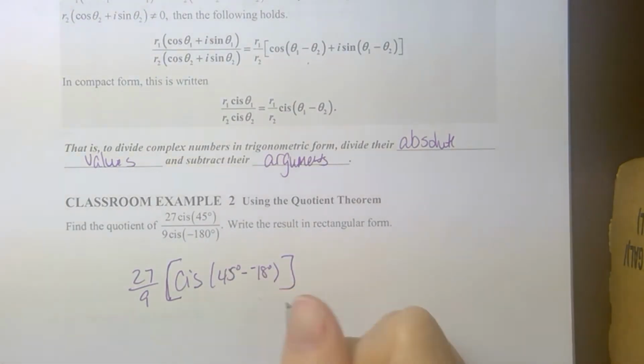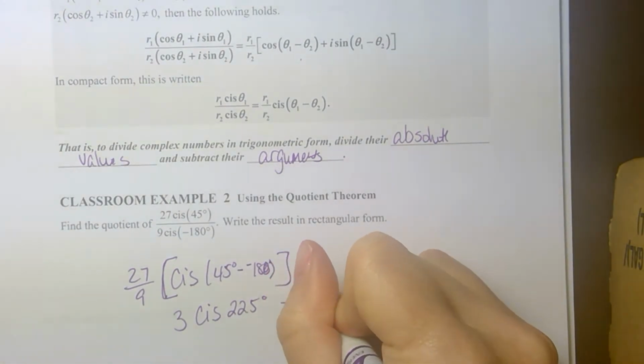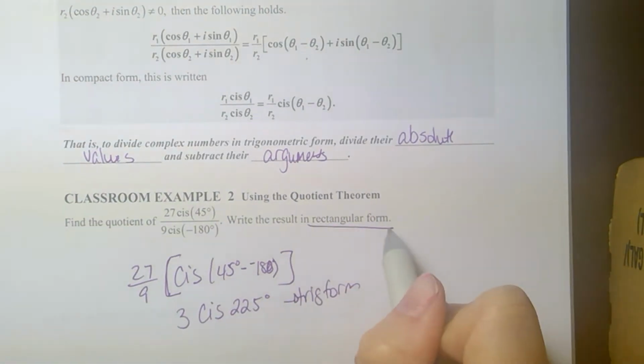So I've got CIS 45 degrees minus a negative 180, which is the same thing as plus 180 degrees, and 45 plus 180, 180, not 18. 45 plus 180 is 225. 27 divided by 9 is 3, so I have 3 CIS 225 degrees. That's my trig form, but I'm not allowed to stop there. I've been told to put it in rectangular form, so I need to keep going.